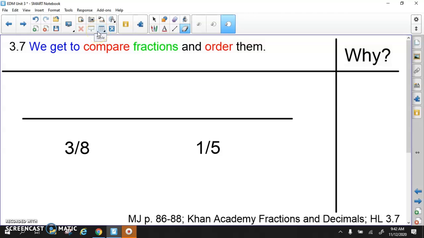Okay, today we're going to work on 3.7 as we get to compare fractions and order them. I'm going to give you two ways to compare fractions. Why would we want to compare fractions and order them? What's your thought here? Yes, sir.